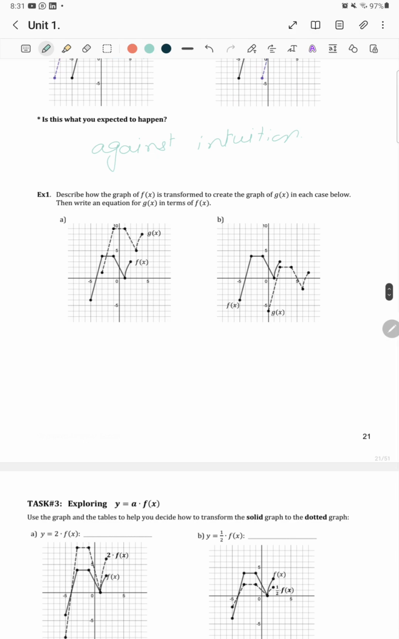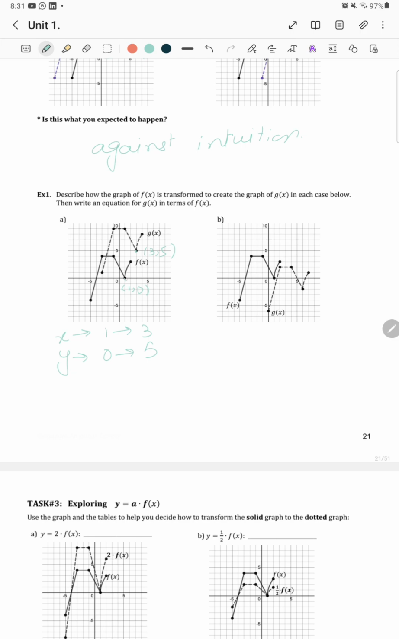Okay, describe how the graph of f of x is transformed to create the graph of g of x in each case below. Then write an equation for g of x in terms of f of x. So how it has transformed, let's see. The graph here, the point is 1, 0, and the point over here is 3, with 3 from the x-axis and 5 from the y-axis. So the x moved from 1 to 3 and the y moved from 0 to 5.